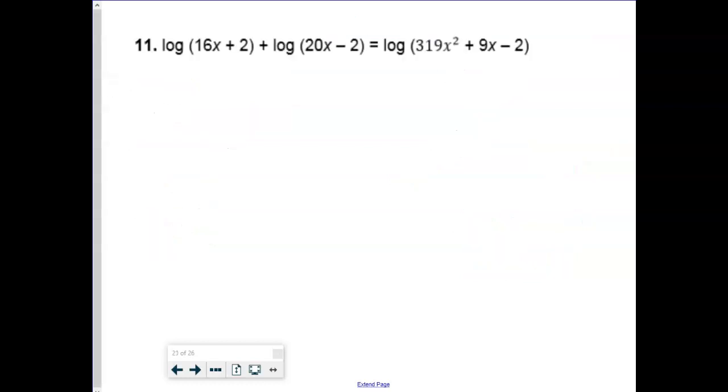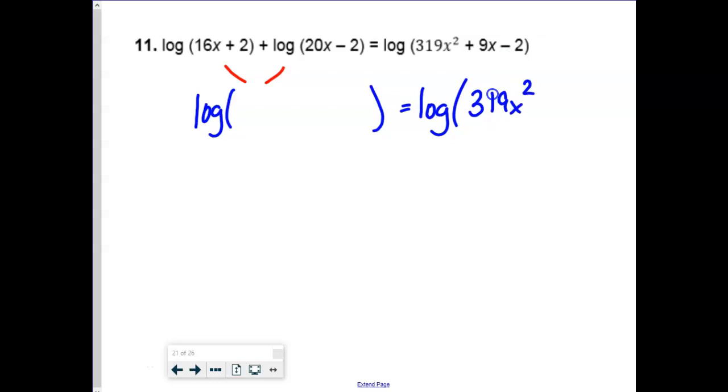All right. Oh, gross. Okay, so here, definitely not condensed yet. I need you guys to condense this log together. It is a common log. Yeesh. What are you guys supposed to do with that inside stuff there? Yeah, you're going to have a trinomial because you're going to multiply it together.